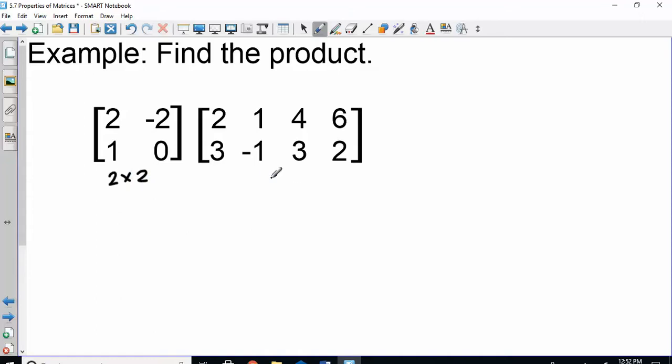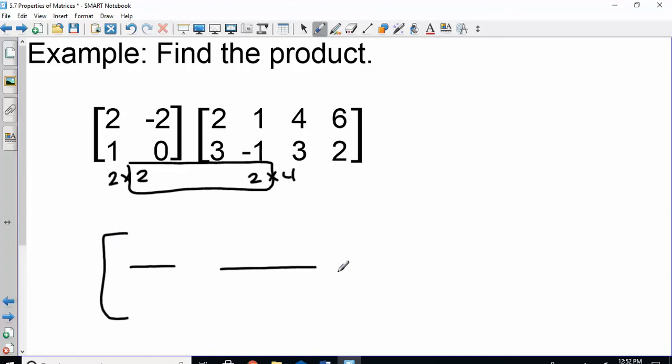What are the dimensions of the first one? And the second one? So can we multiply them? How big will my final answer be?